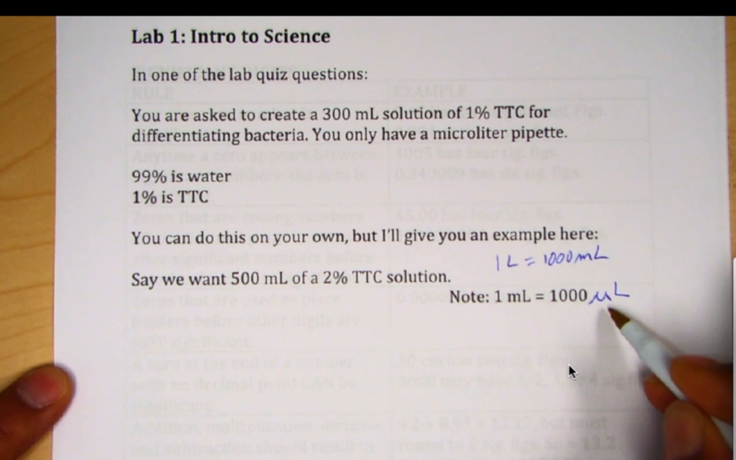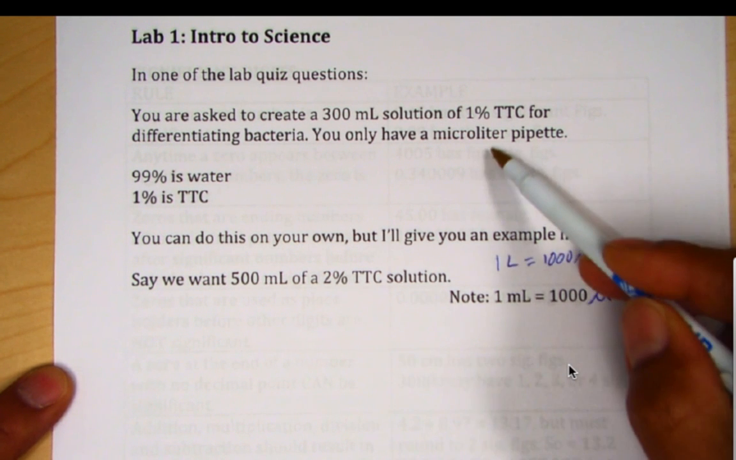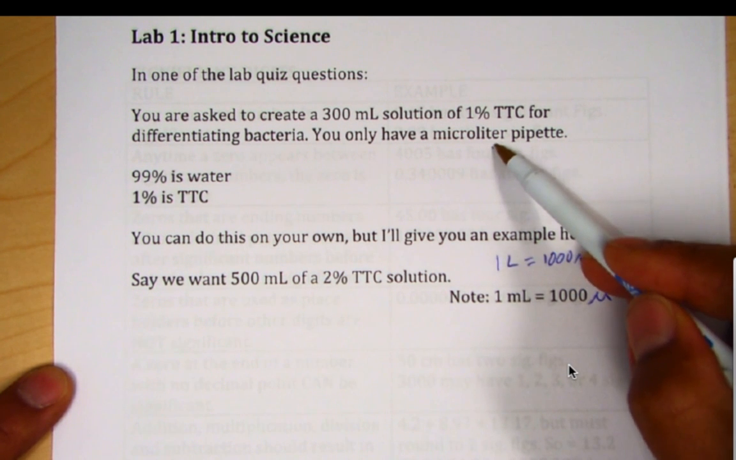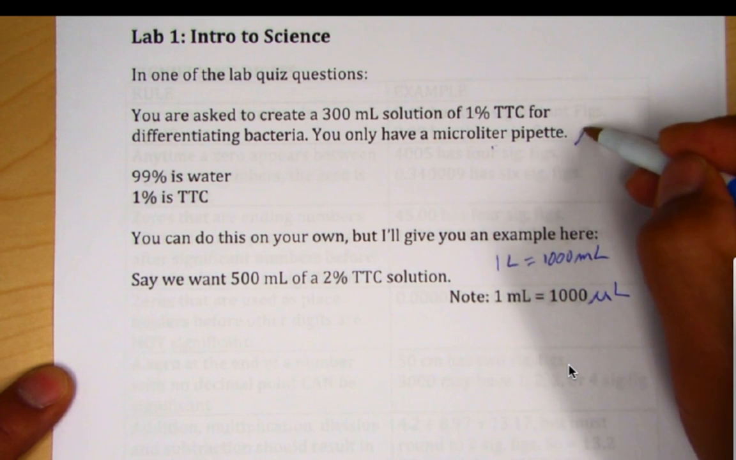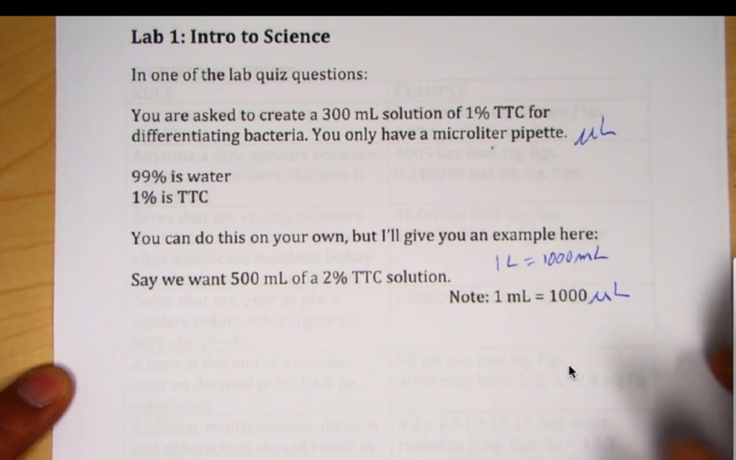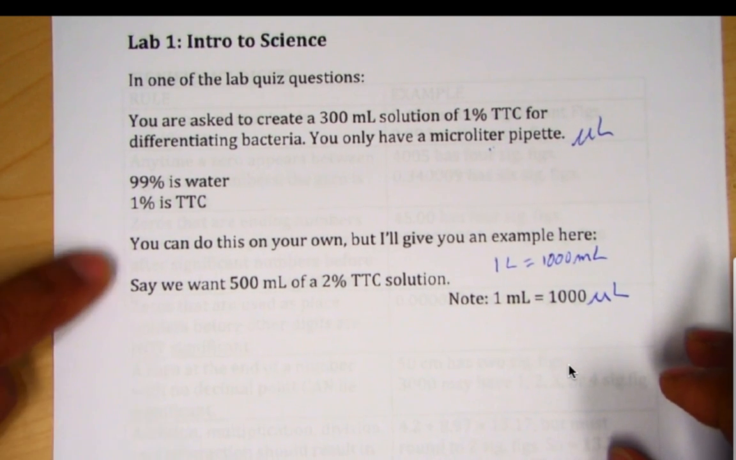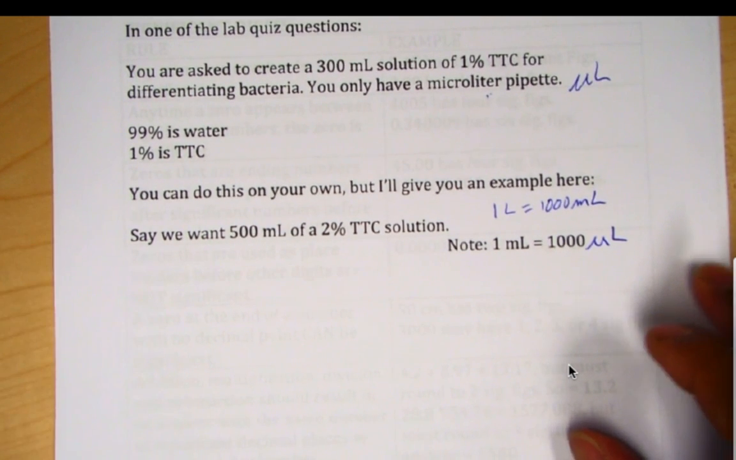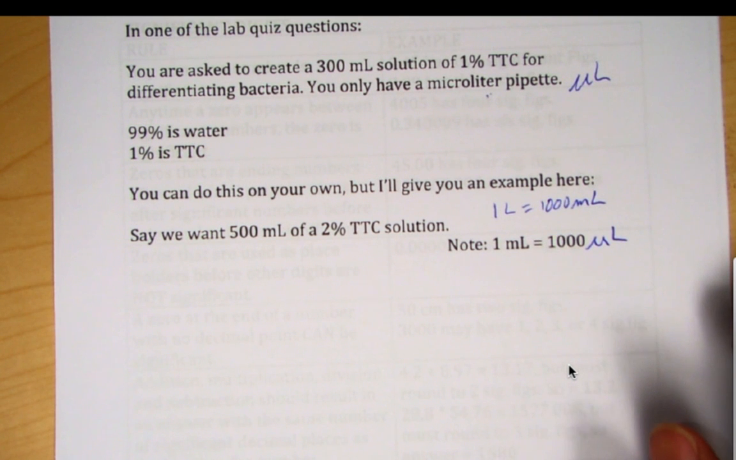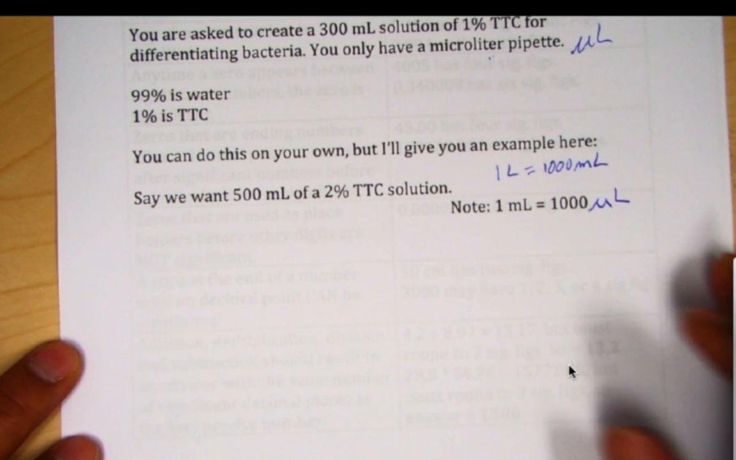So this is a very small amount. And the problem is that we only have this microliter pipette. So that's one of these microliters here. And they want you to make this 1% solution here. You can kind of work that one out, but I'm going to work out a similar problem here that can help guide you when you do this on your own.